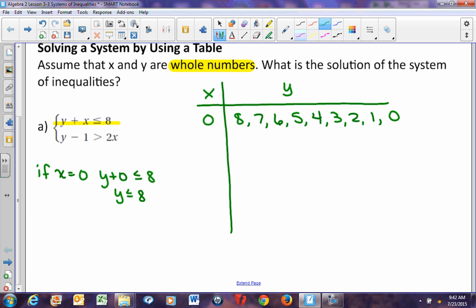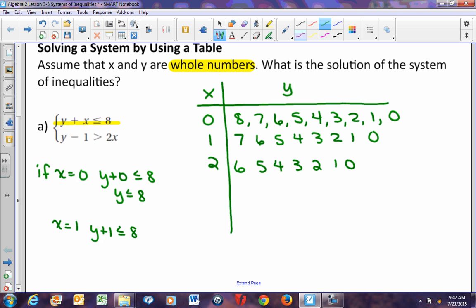If I let x equal 1, I'm going to do the same thing. If x equals 1, I'm going to have y plus 1 is less than or equal to 8. So basically, y is less than or equal to 7. So I'm going to have 7, 6, 5, 4, 3, 2, 1, 0. And so on and so forth. If x equals 2, it's going to be 6, 5, 4, 3, 2, 1, 0. If x equals 3, it's going to be 5, 4, 3, 2, 1, 0. If x equals 4, 8 minus 4 is 4, so it'll be 4, 3, 2, 1, 0.